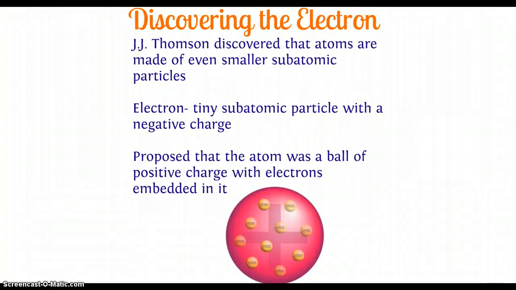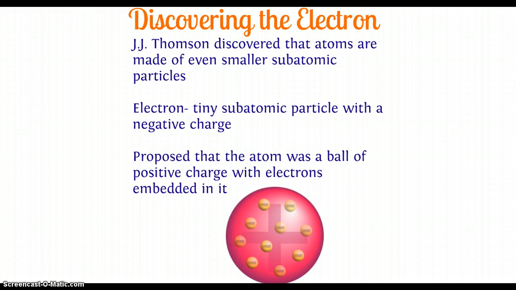So there was the first subatomic particle that was discovered. The first time someone said atoms are not the smallest thing. There's something inside atoms that are even smaller. This is called the electron. J.J. Thomson discovered that atoms are made of even smaller subatomic particles, and they're called electrons. And not only are these little things called electrons, they have a negative charge.